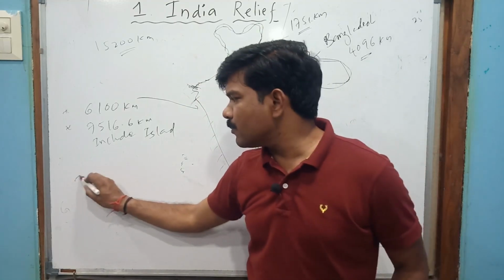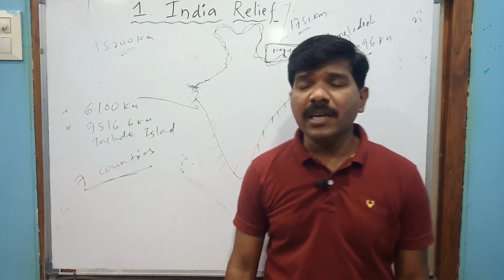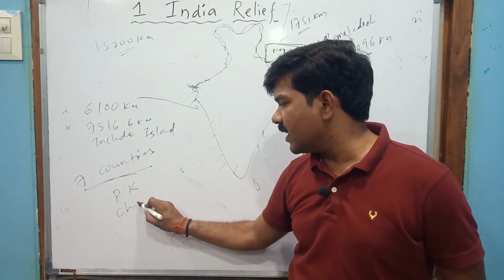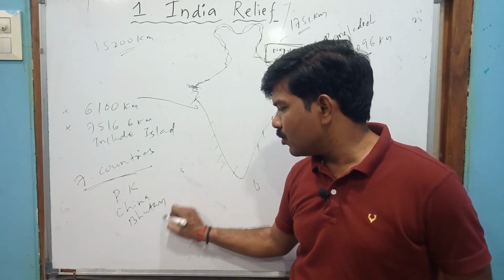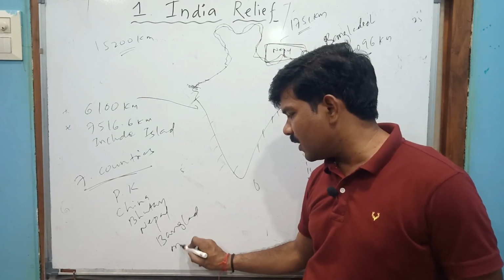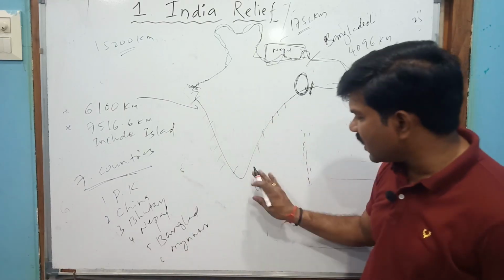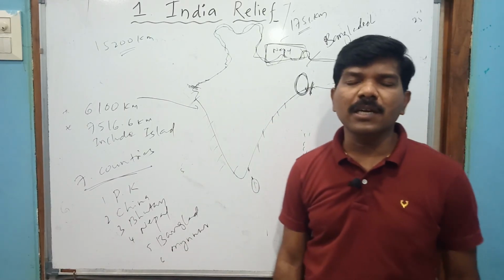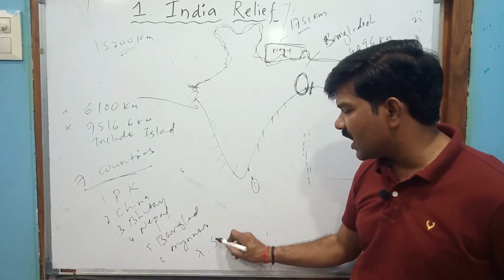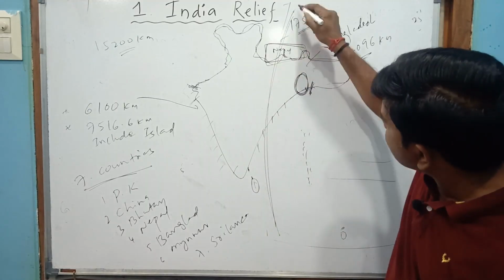India shares its boundary with 7 countries. I repeat, India shares boundary with 7 countries. One is Pakistan, second China, third Bhutan, next Nepal, next Bangladesh, and Myanmar. The 7th one is Sri Lanka. Though there is the Palk Strait or Gulf of Mannar, we also share a little bit of water body with Sri Lanka. And just now we discussed the 82.5 degree east longitude.